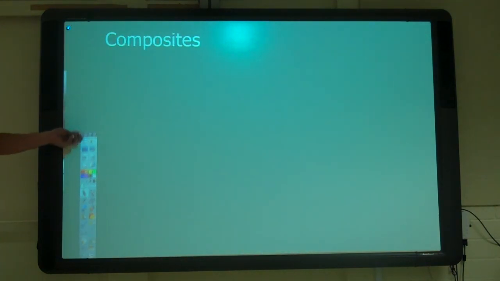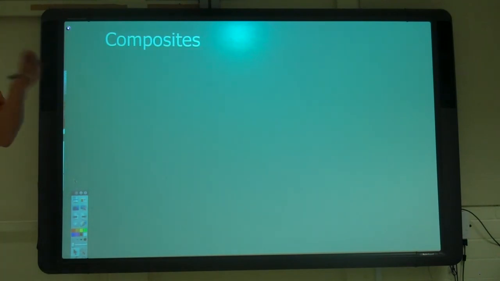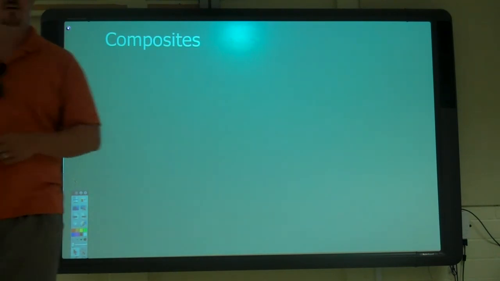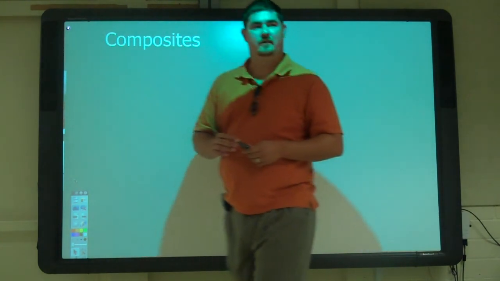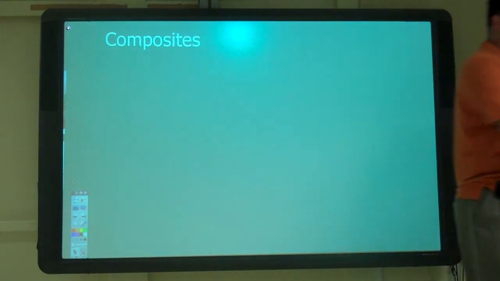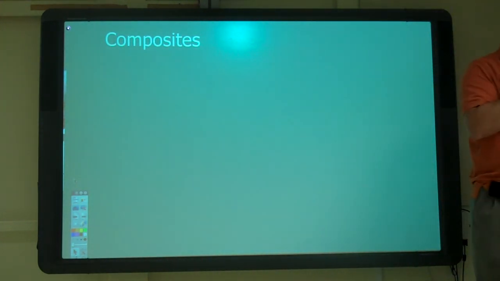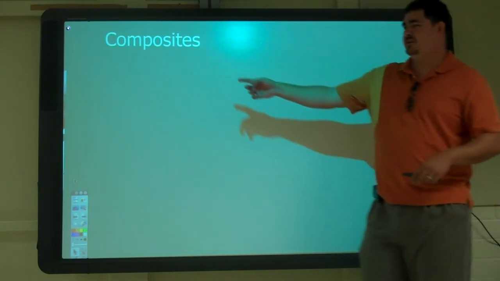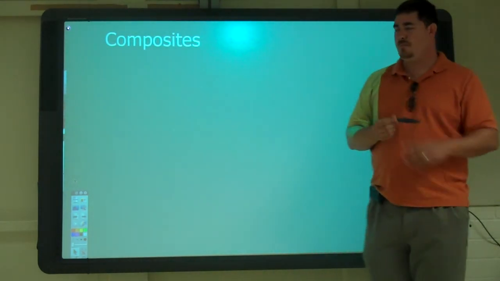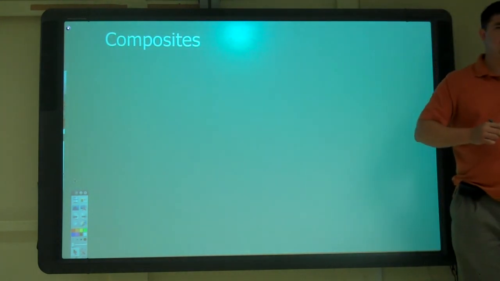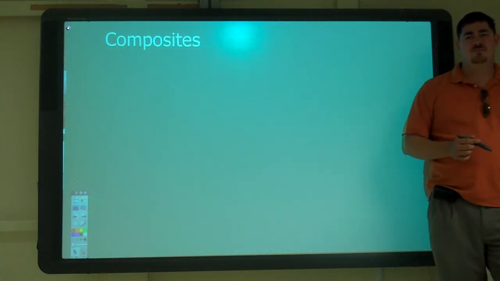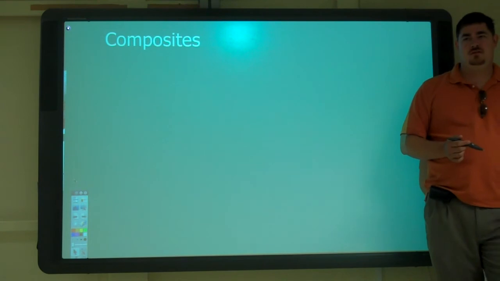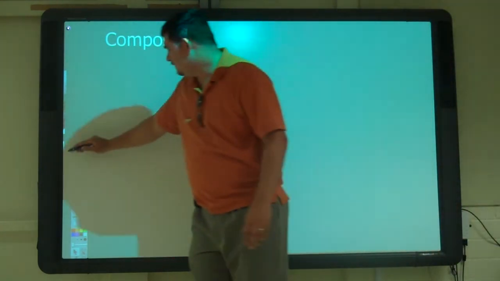Then we have composites. So this is kind of a real big category with a lot of different stuff in it. What does a composite mean? Multiple materials made up into one. Yeah, composite is multiple things in one. So what are some composite materials? Carbon fiber. Yeah, carbon fibers.